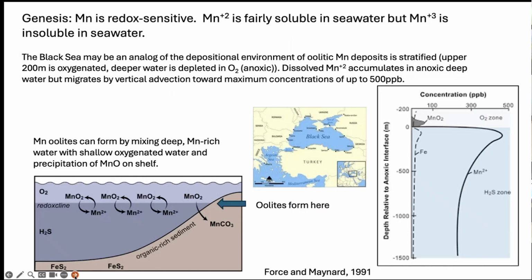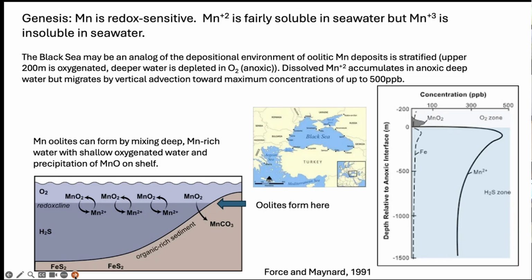All right, so how do these things form? Well, manganese is redox sensitive. Manganese +2, like iron +2, is fairly soluble in seawater, but manganese +3, like iron +3, is not. And as soon as the conditions get more oxygen rich, the manganese +2 will convert to manganese +3 and precipitate.